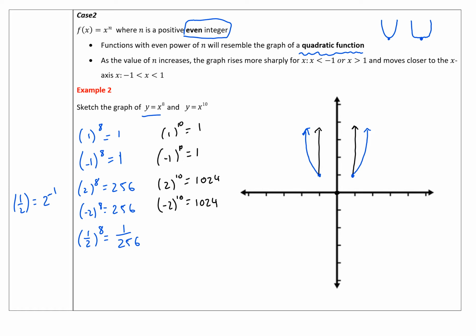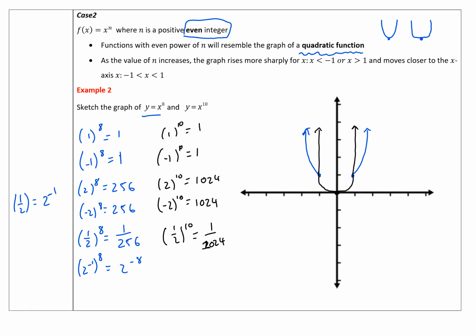So thinking of it this way, I can see that this is 2 to the negative 1 to the 8, which is 2 to the negative 8. Likewise, the same principle, a half to the 10 is 1 on 1024. Now this is a fraction that's much smaller than 1 on 256. So after this point of intersection, we need to really flatten out because we're quite close to 0.